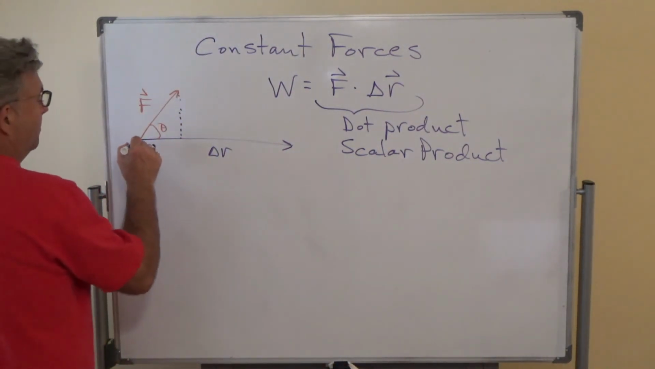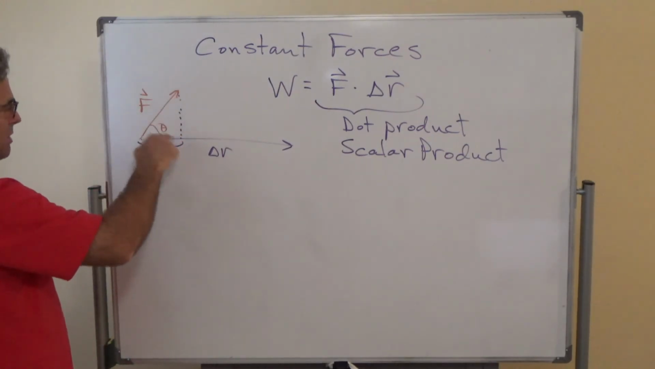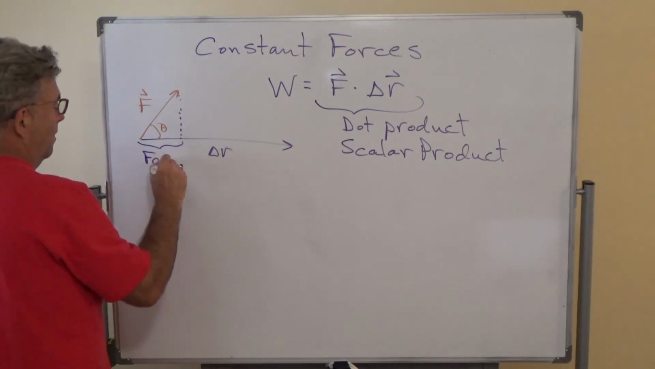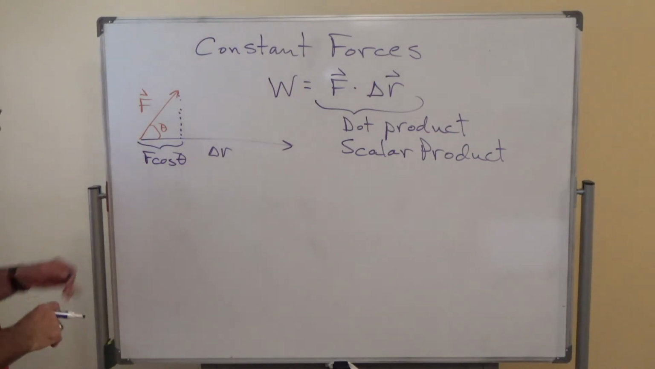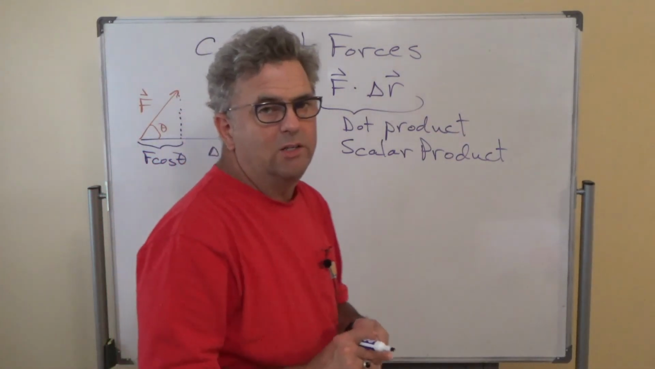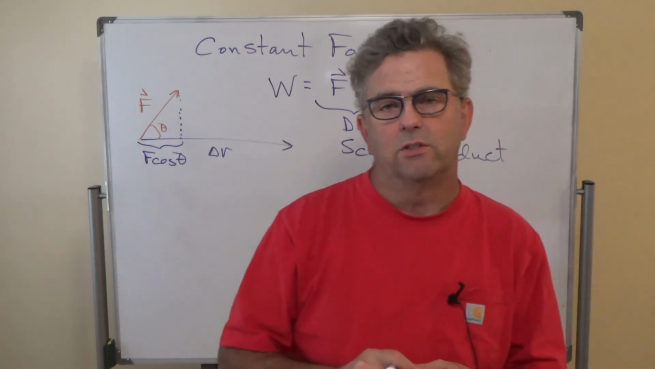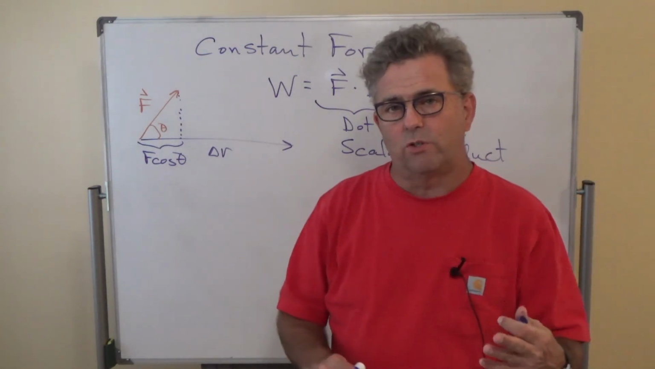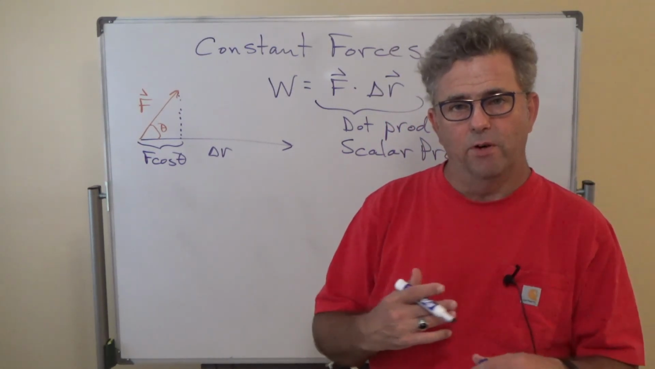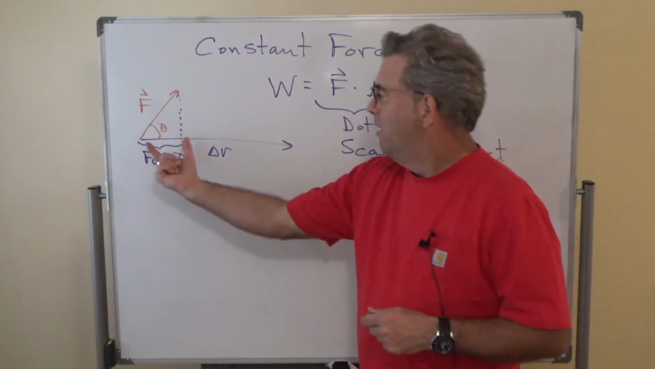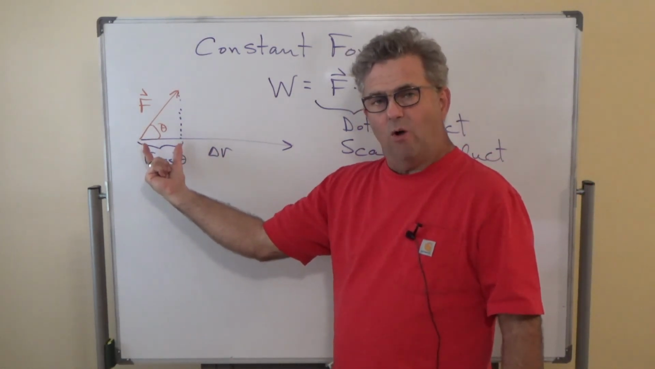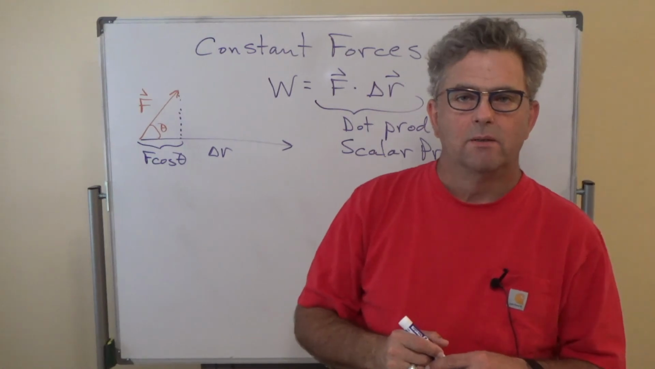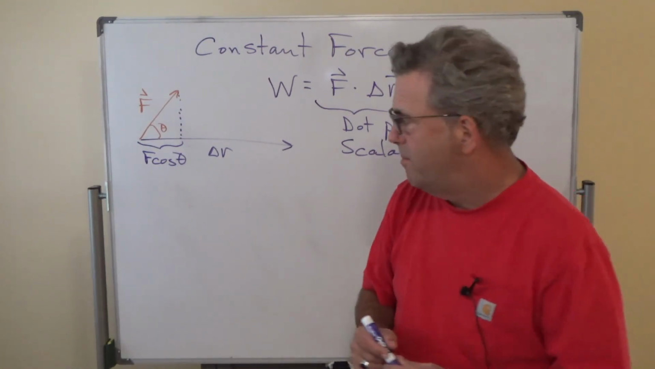This length, that projection of F onto delta R, as you know, is F cosine theta. That is the adjacent side of that right triangle that I just formed. This is called a projection onto delta R. So the only thing that really counts for the work that makes a difference is the projection of the force, or the amount of the force that's in the direction of the displacement. I'll explain that more in a minute.